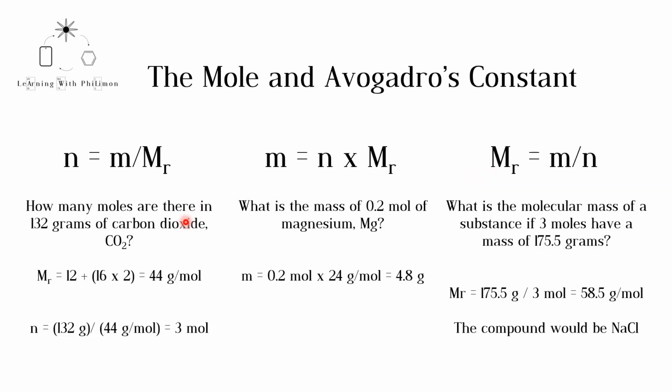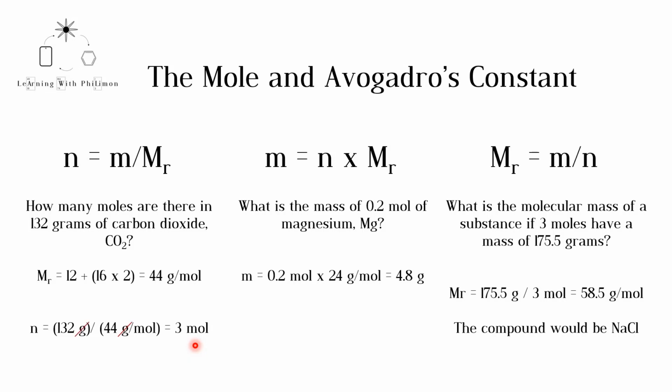In the first question, we need to determine the number of moles in 132 grams of carbon dioxide, CO2. At this point, we only know 1 variable in the equation, mass. However, as we know the molecular formula of the compound, CO2, we can determine the molecular mass. This is equal to 44 grams per mole. Substituting the mass and the molecular mass values into this equation, you get the following calculation. There are 3 moles in 132 grams of CO2. Note that the gram units cancel out.